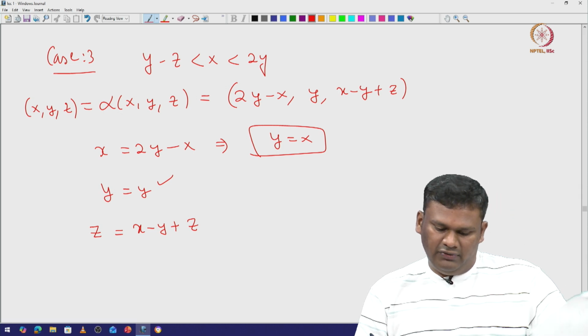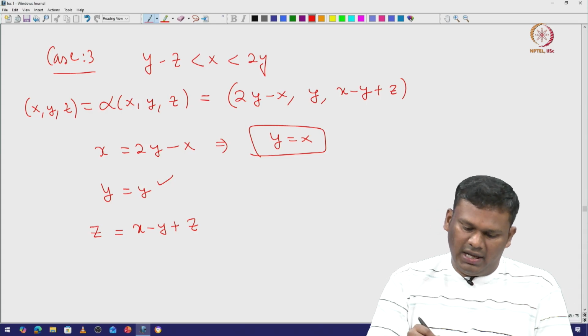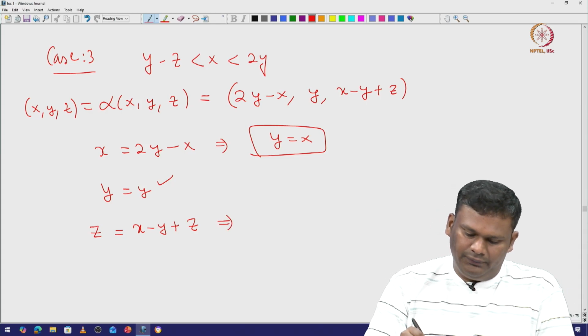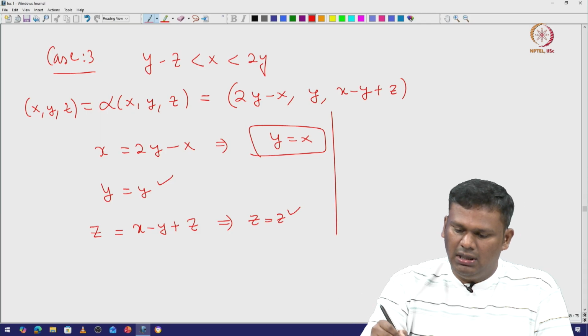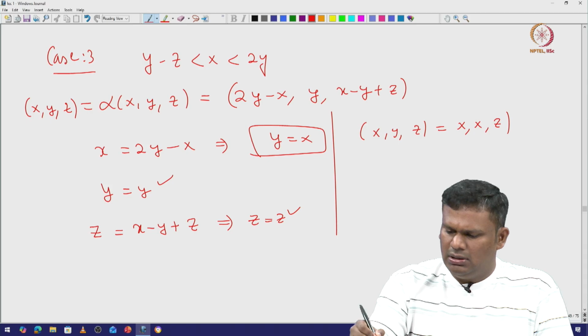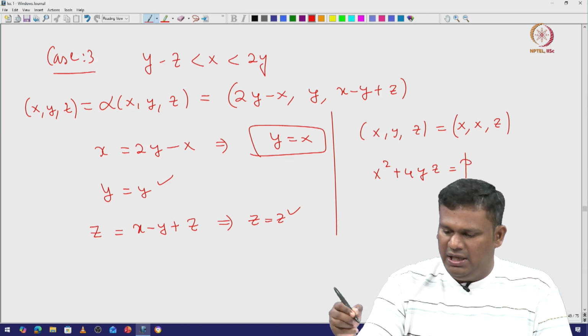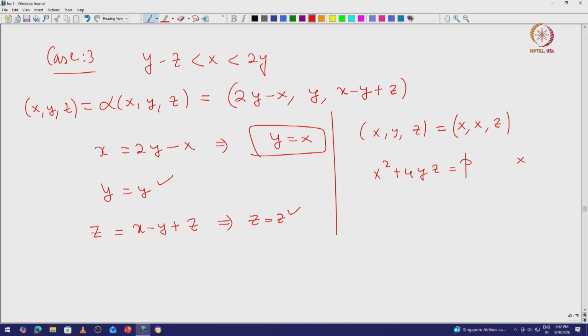Okay. So, now if x equals y, then that would imply that z equals z. So, this is an equation also. So, the only solution that we have is x y z equal to x x z, but we know that x square plus 4yz is supposed to be p. So, if you substitute x equal to y in this, then you get x square plus 4xz equal to p, but this is nothing but x into (x plus 4z) equal to p.